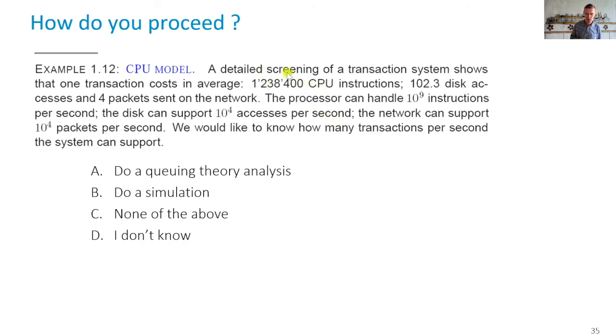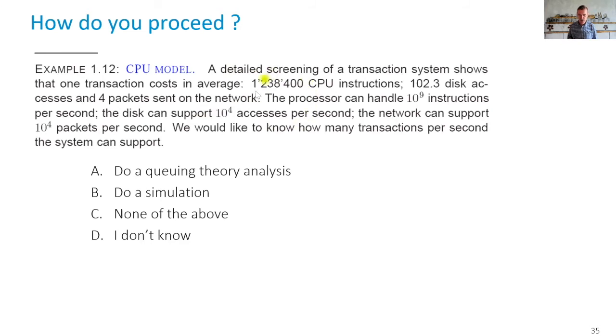Each transaction takes 1 million CPU instructions, 100 disk accesses, and 4 packets sent over the network. The capacity of the processor is 1 giga instruction per second. The disk can support 10,000 accesses per second, and the network can support 10,000 packets per second.